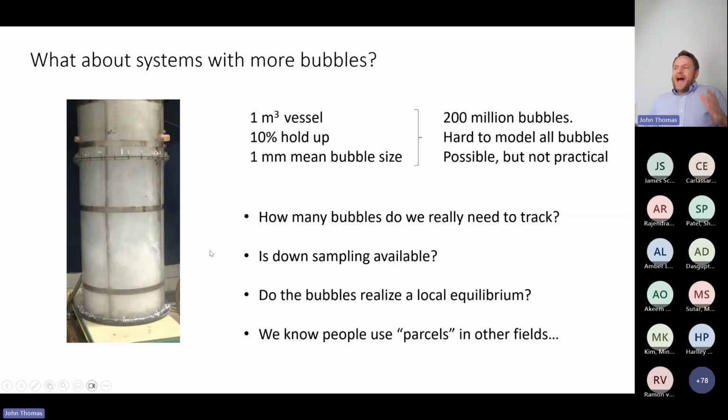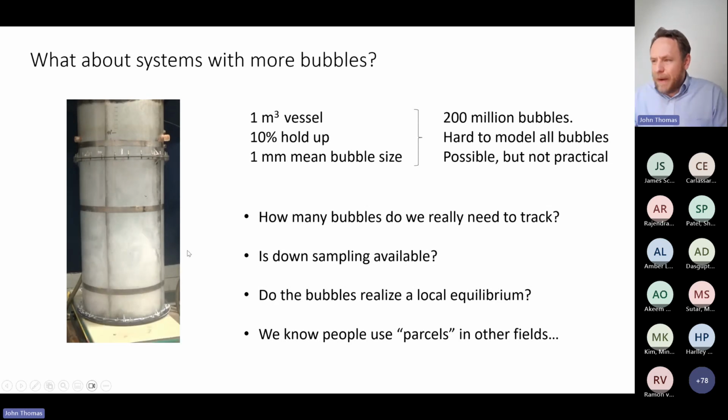Okay, imagine I have a 1 cubic meter vessel with a 10% holdup. High, but not unreasonable. These are fermentation systems. And let's say that I've got like a 1 millimeter mean bubble size. In fact, that is not terribly atypical. Here's a system like that.